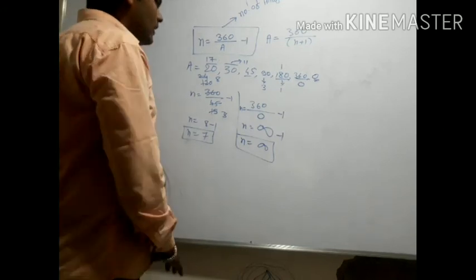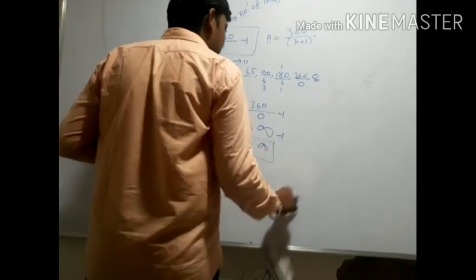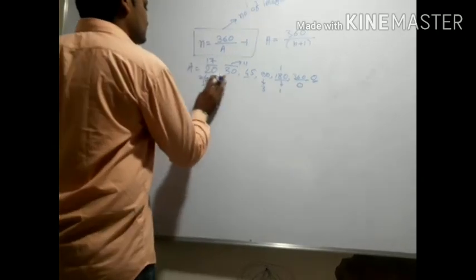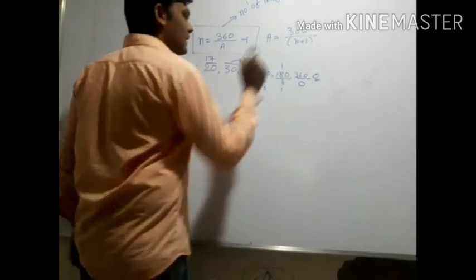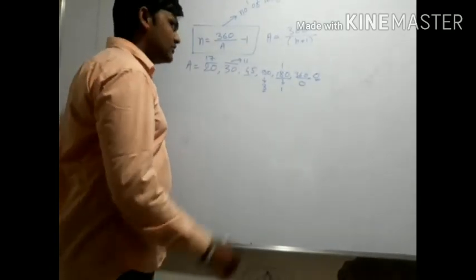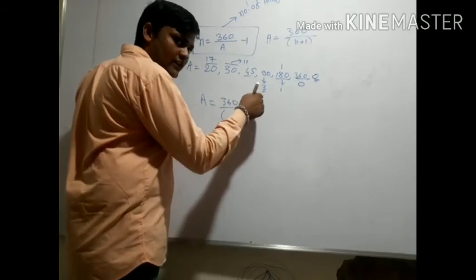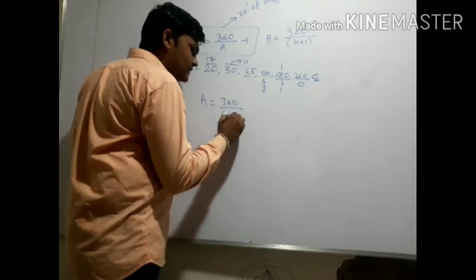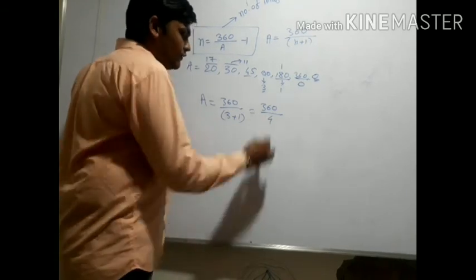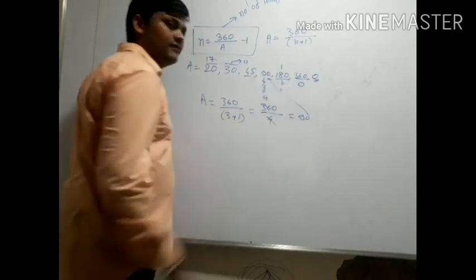Okay, next. Now I'll give you how to calculate. You have to tell me what angle is predicted. See, the number of images: 3 images you got in the mirror. So A is equal to 360 divided by N plus 1. For N you have to put 3, so 3 plus 1, 360 divided by 4. Is it 4? 90. The angle is 90. You got it?